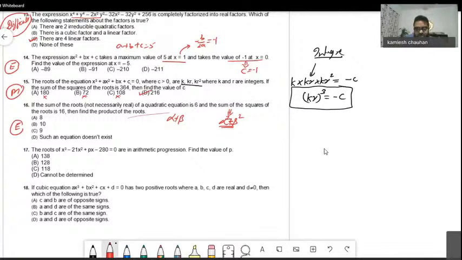Next, question number 17. The roots of this are in arithmetic progression. Find the value of p. Again, this is a very tried and tested question. Multiple times CAT में आ चुका है. अर्थमेटिक प्रोग्रेशन में रूट्स को हम लोग a minus d, a, and a plus d लेंगे. सम ऑफ रूट्स हम लोगों को मिल जाएगा, उससे यहाँ से a का वैल्यू मिल जाएगा. You put value of a, you will get value of p.